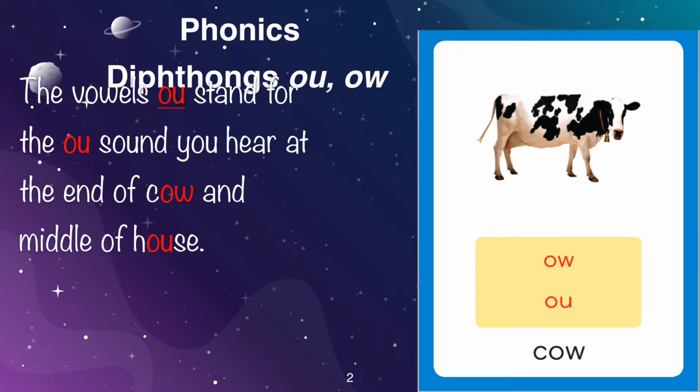So these are two letters put together that make one sound. Okay, and here they make the ow sound, cow, house.